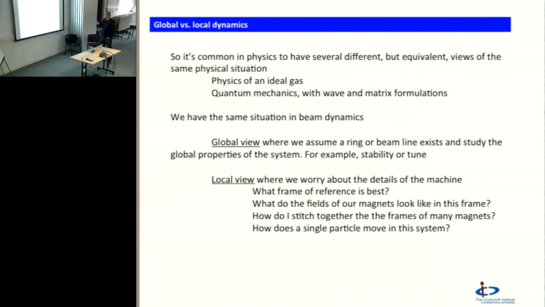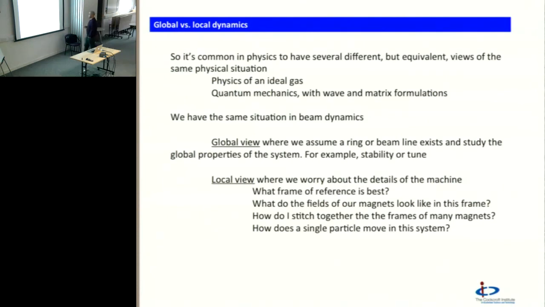It's common in physics to have different but equivalent views of the same situation: the ideal gas, or quantum mechanics with its wave and matrix formulations. We have the same situation in beam dynamics, and we have this dual approach. There's a global view where we assume some ring or beamline exists and study its global properties. Things like, is a ring stable? Yes or no? It's a global property of the system. Or calculate something called a tune, which is a property of a ring as a whole. And we'll do that, and we'll derive the Courant-Snyder formalism to do that.